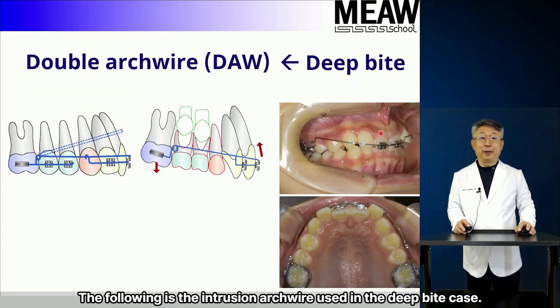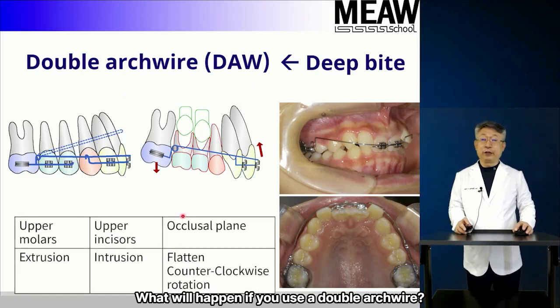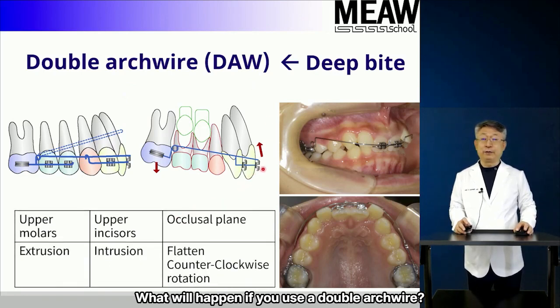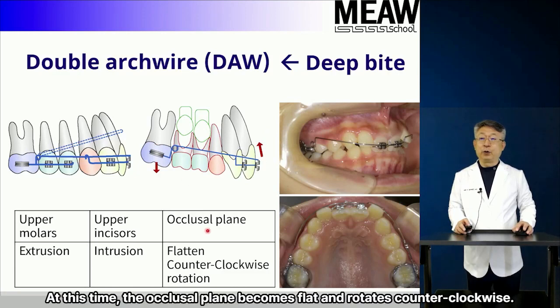The following is the intrusion archwire used in deep bite cases. One of the intrusion archwires is the double archwire. What will happen if you use a double archwire? The maxillary anterior teeth are intruded, and the maxillary posterior teeth are extruded. At this time, the occlusal plane becomes flat and rotates counterclockwise.